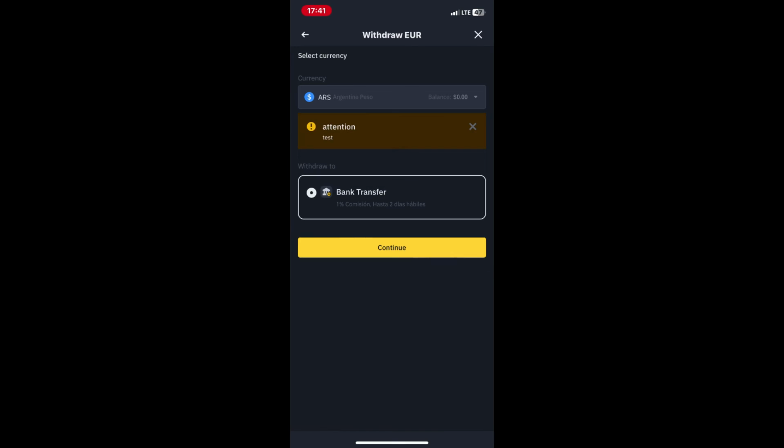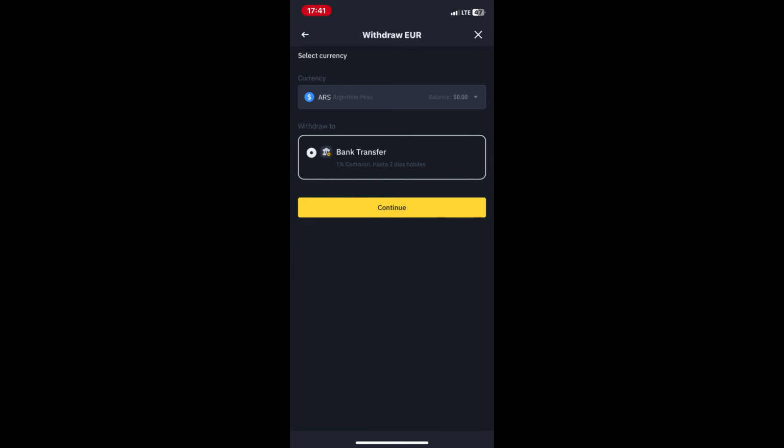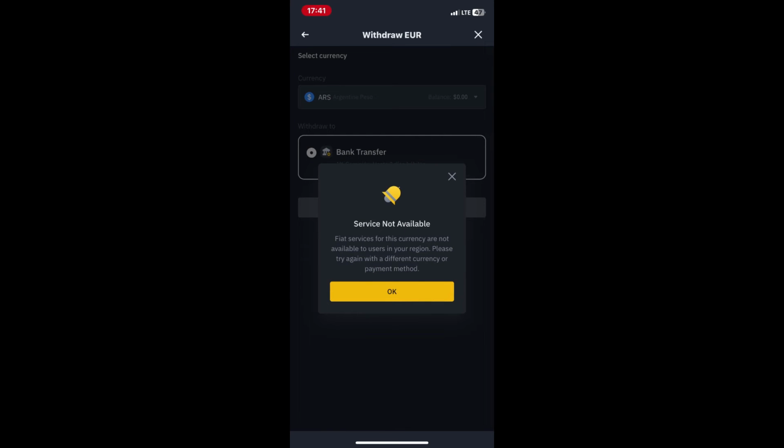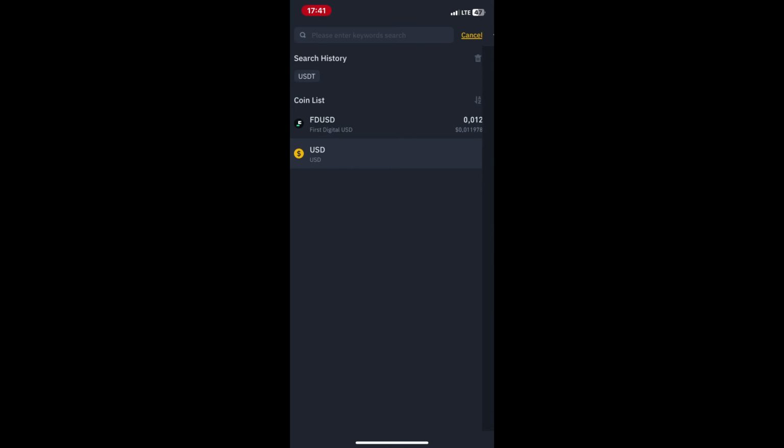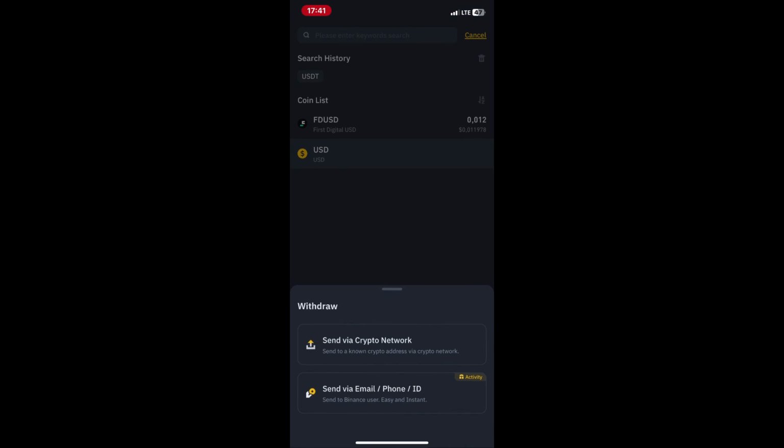Once the withdrawal is processed, check your bank account for the deposited funds. It may take several business days for the funds to appear in your account depending on your bank's processing times. Verify that the withdrawal amount matches the amount deposited into your bank account. If there are any discrepancies or issues, contact Binance support for assistance.